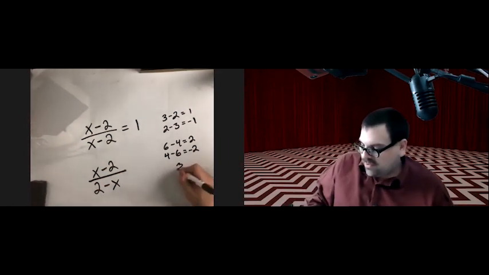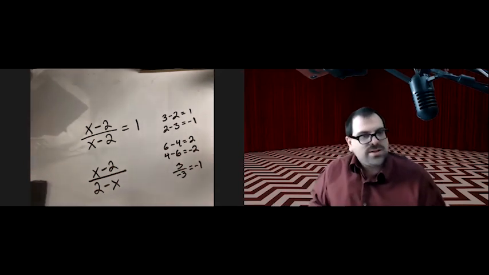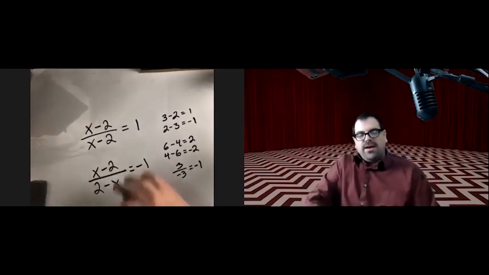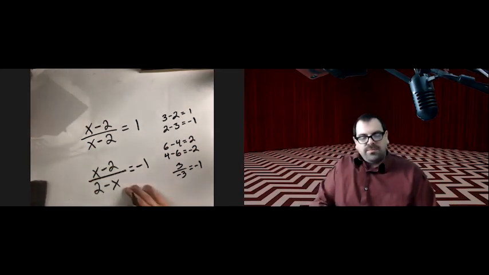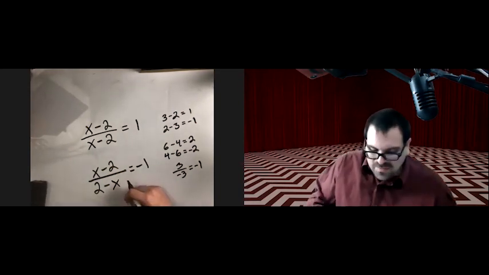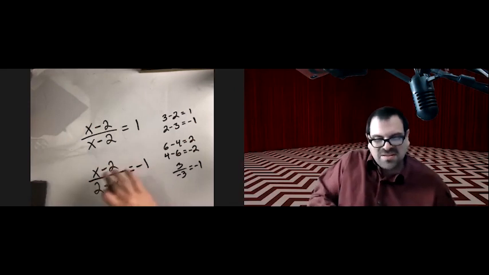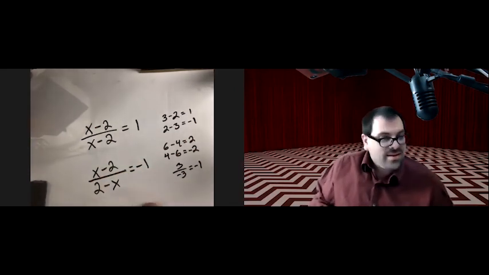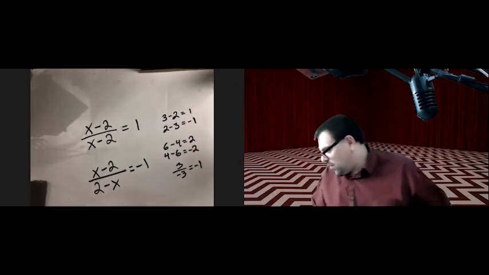A number divided by its opposite, well, we just talked about how that's negative 1. So when we have the same numbers but flipped order with subtraction, that equals negative 1 overall.